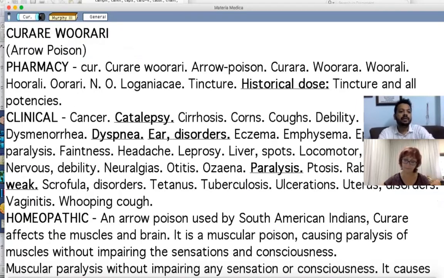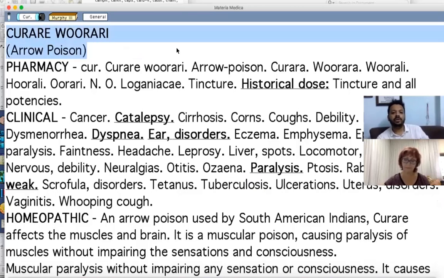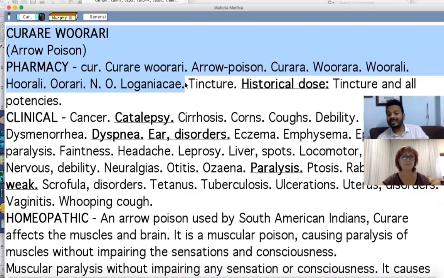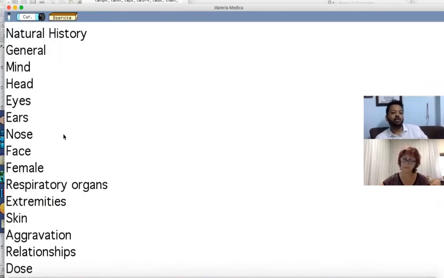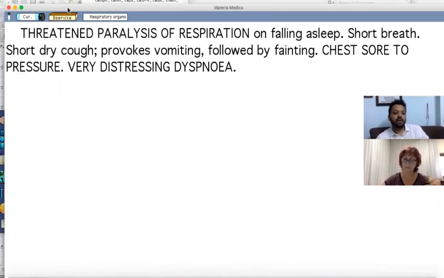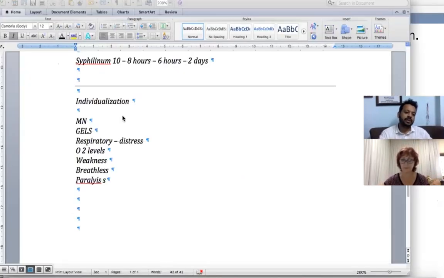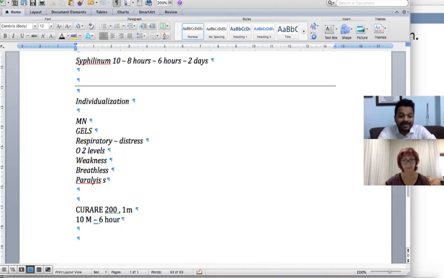Curare is a very beautiful remedy. It is known as arrow poison, and it belongs to the Loganiaceae family, same family as Gelsemium. And it's one of the very important remedies in homeopathy for paralysis of the respiratory muscles. And there is a very bad, distressing kind of dyspnea. So we started with Curare, 200, I think, or I don't remember, 1M. And now he's on 10M. Curare 10M, 6 hourly, and he's stabilizing.